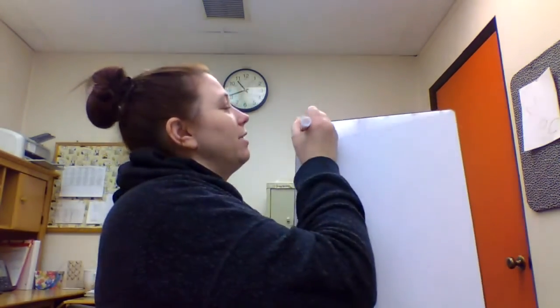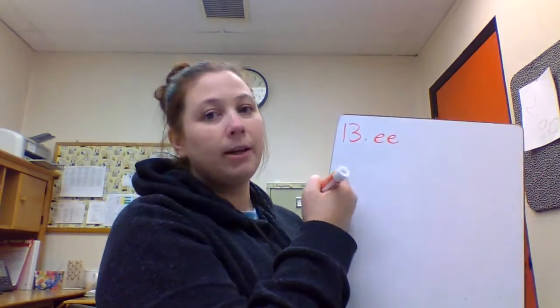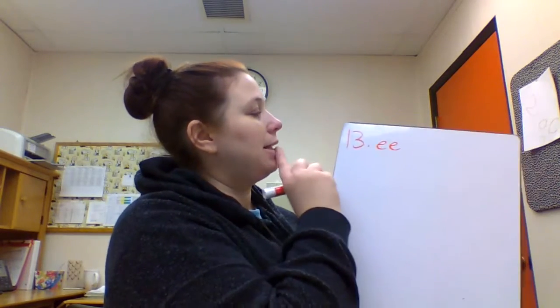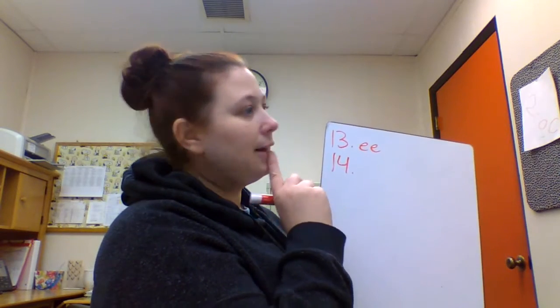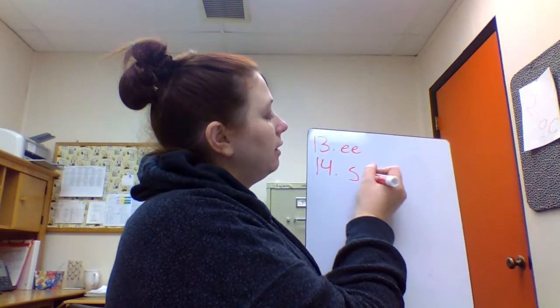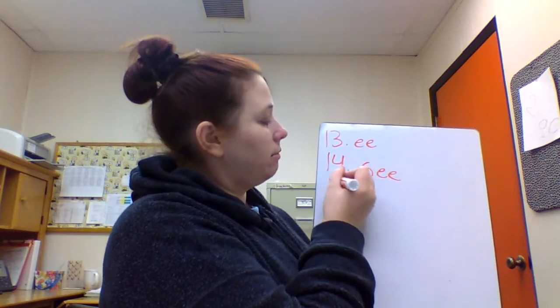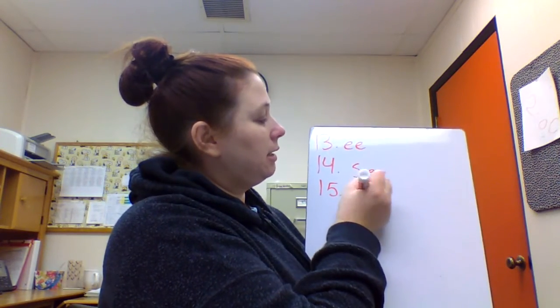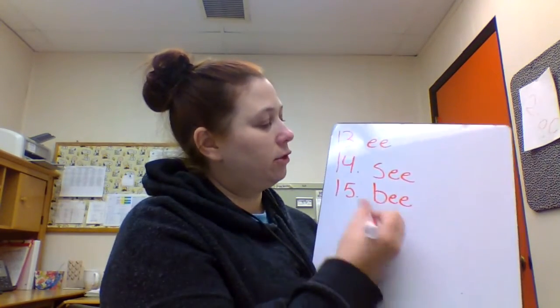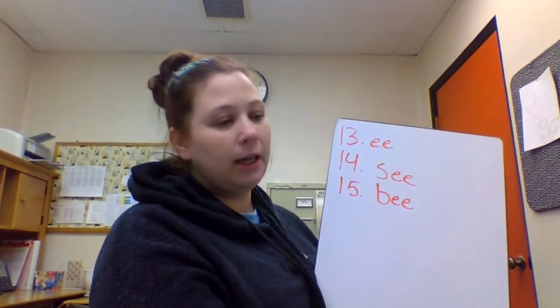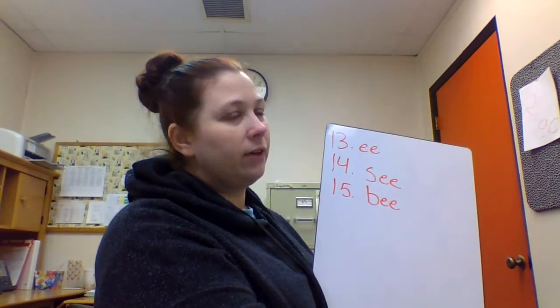Number 13, when we hear E, another way we can write it is EE instead of just E. Right now we do just E, but now it's EE to make that E sound. Number 14, let's spell see. So we have S and then EE. Number 15, let's spell be. This is B like a bumblebee, and it's EE. Because just BE is a different type of bee.